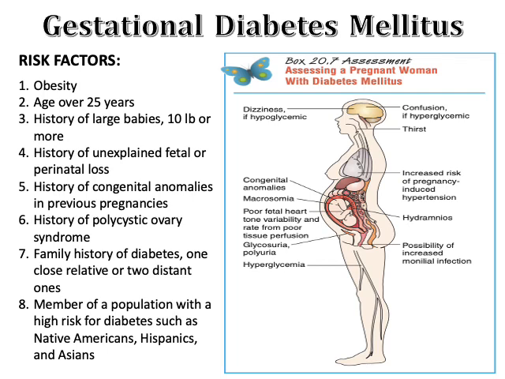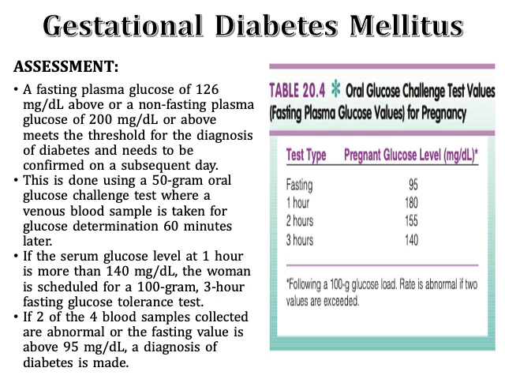Now, again, ang GDM, nagkakaroon lang ng DM si mommy during pregnancy, like the one in pregnancy-induced hypertension. Pero if the mother already has diabetes mellitus prior to pregnancy, that's the usual DM or yung chronic diabetes mellitus. For the assessment, a fasting plasma glucose of 126 milligrams per deciliter above. When we say fasting blood glucose, it's usually after an overnight fast or at least 8 hours. Or a non-fasting plasma glucose of 200 milligrams per deciliter or more meets the threshold for the diagnosis of diabetes, and it needs to be confirmed on the subsequent day.